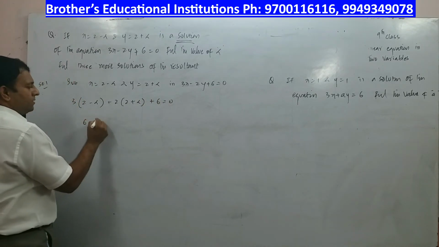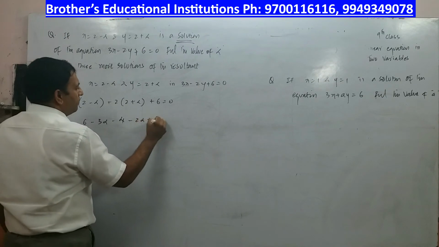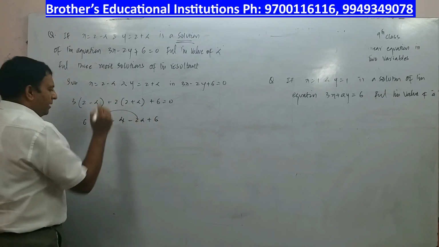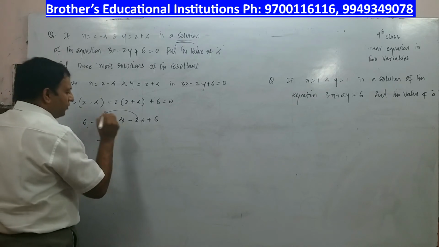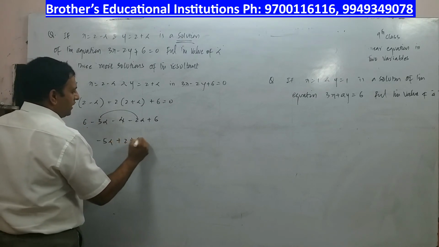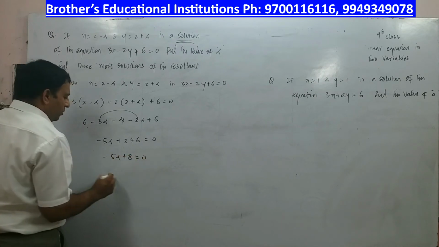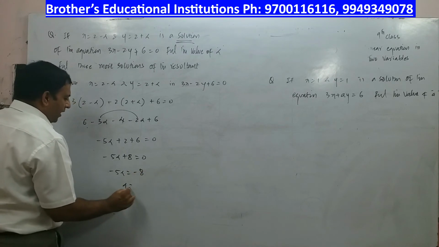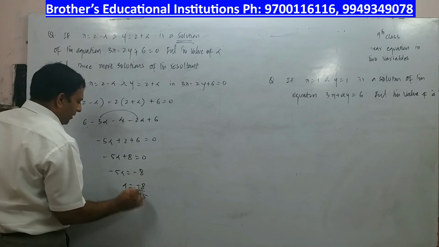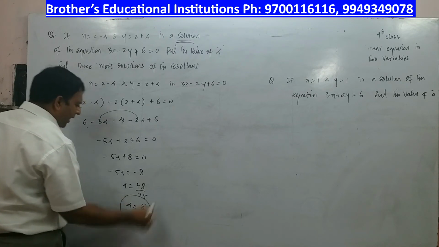3 2's are 6 minus 3 alpha. 2 2's are 4 minus 2 alpha, plus 6, minus 3 alpha minus 2 alpha is minus 5 alpha. 6 minus 4 is 2, plus 6 is equal to 0. Minus 5 alpha plus 8 is equal to 0. Minus 5 alpha is equal to minus 8. Alpha is equal to minus 8 by minus 5. Minus minus cancel. Alpha is equal to 8 by 5.